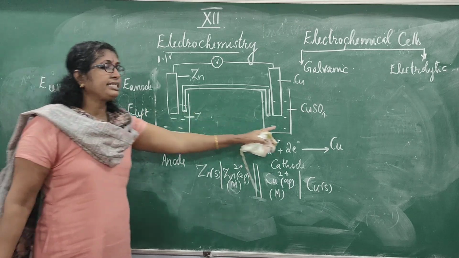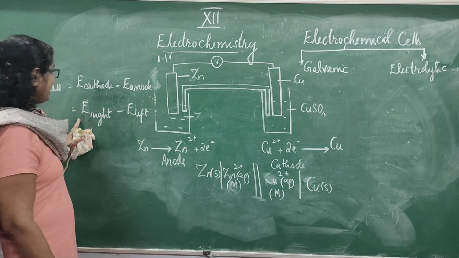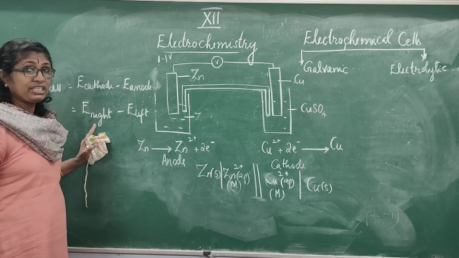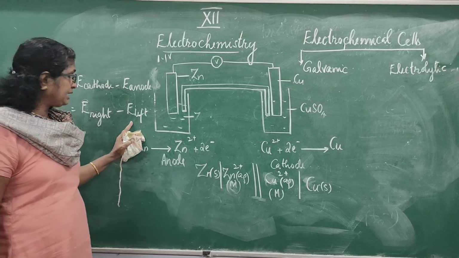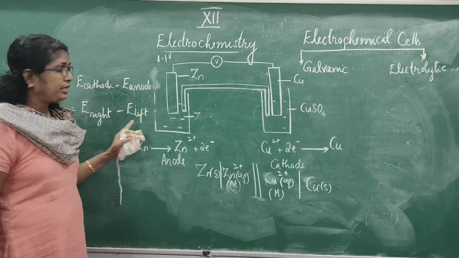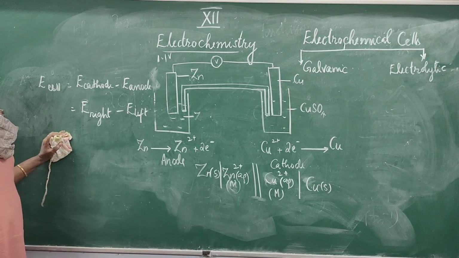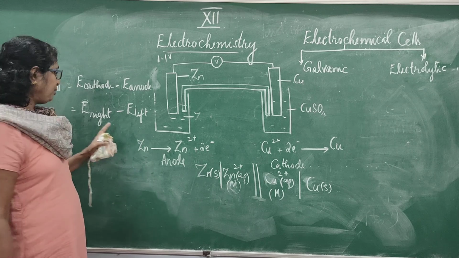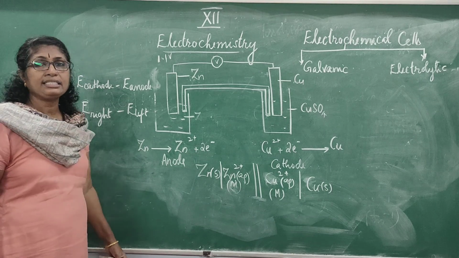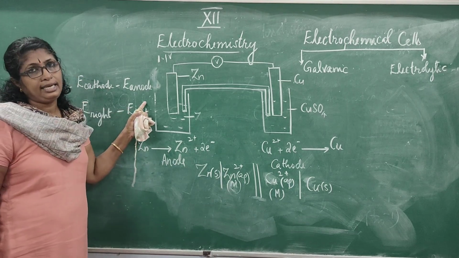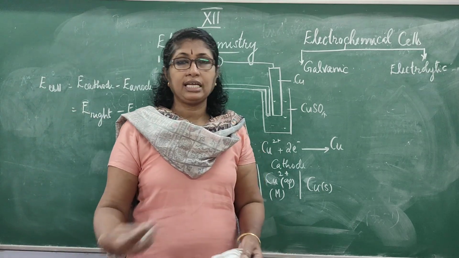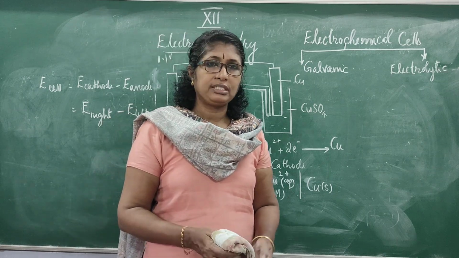E right: on the right side you have copper sulfate. So E right is the electrode potential of the electrode where reduction is taking place, minus E left, which is the electrode potential of the electrode at which oxidation is taking place. So E cell is equal to the EMF of the cell. The difference in the electrode potentials we can write as the EMF of the cell, and the EMF of the cell is E right minus E left, or E cathode minus E anode. Then the question you can ask is what is electrode potential and how is it developed; that we will study in the next class.